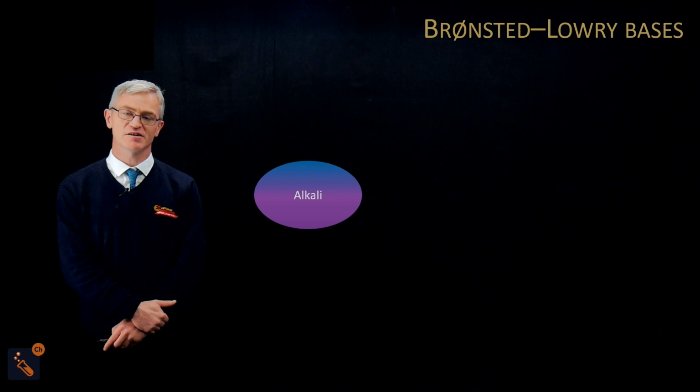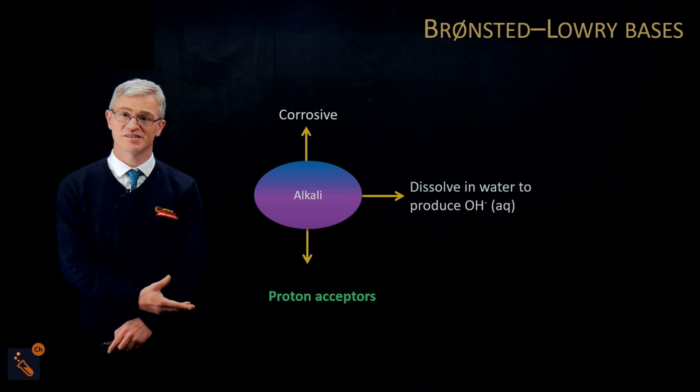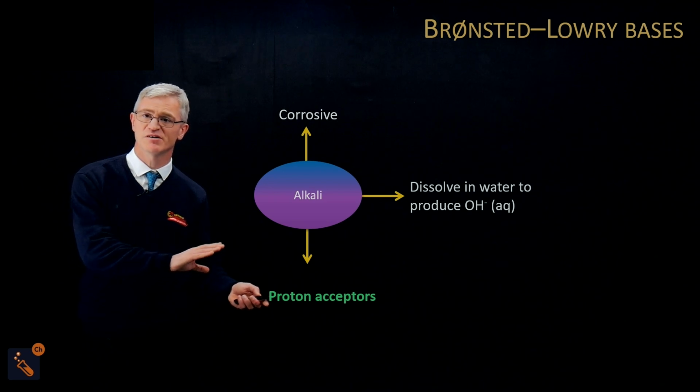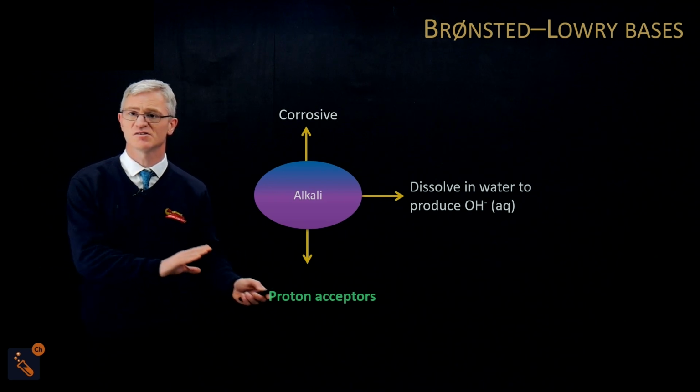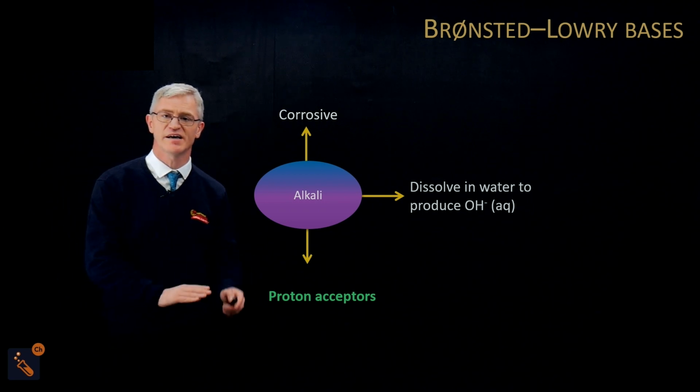Now, when it comes to alkalis, you're used again to them being corrosive, and they dissolve in water to produce OH- ions. Now, they are proton acceptors. So the Bronsted-Lowry definition is in the green. So proton acceptors for a base, proton donors for an acid.